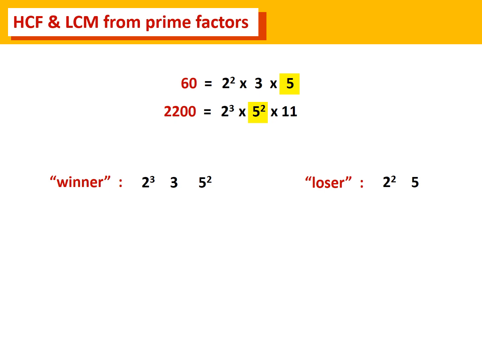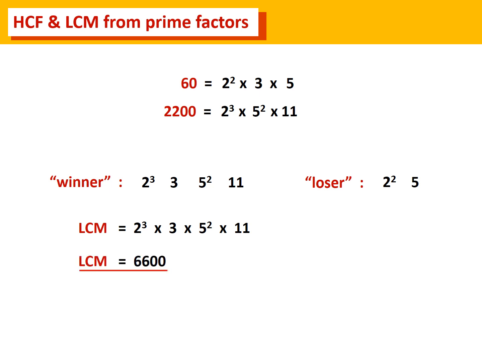And finally, we're comparing 11, but we don't have an 11 in the 60 factorisation, so 11 is automatically the winner. We therefore multiply our winners row, and that gives us the lowest common multiple. In this case, it's actually 6,600. And in our losers row, it's 2 squared times by 5, and that's 20, and that would be the highest common factor. So that's how we find the lowest common multiple and the highest common factor, playing a little game of winners and losers.